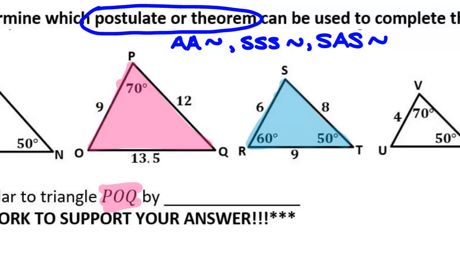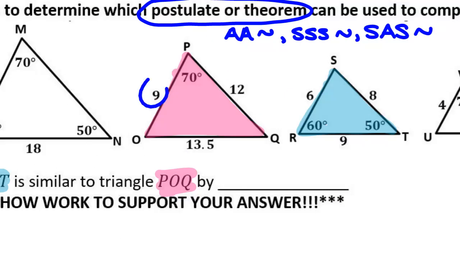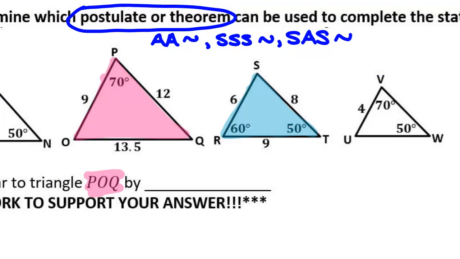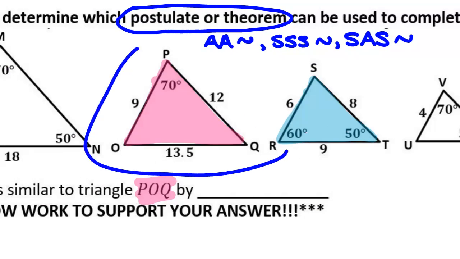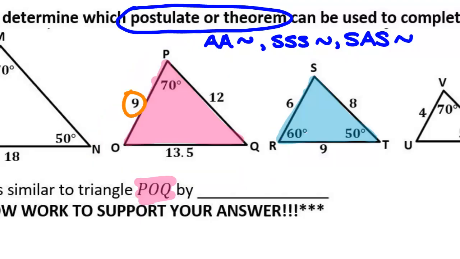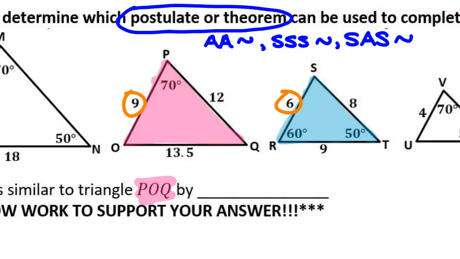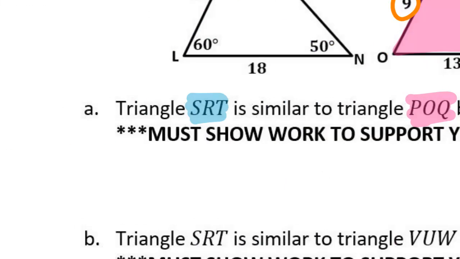Could I use side without any extra work? Yes, we can use side. We know all three sides on triangle POQ, and we know all three sides on triangle SRT. So we're going to see if these sides are proportional, which means I have to match smallest to smallest and biggest to biggest. What's the smallest side on POQ? 9. What's the smallest side on SRT? 6. So I'm going to match up 9 and 6 and make a fraction. So I'm going to do 9 over 6.